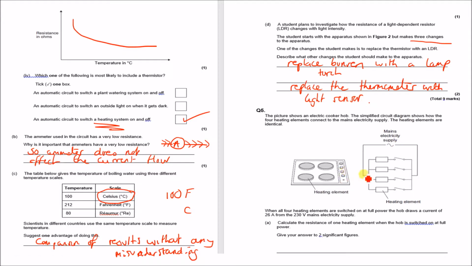Okay, right, this next question is about an electric cooker and it's asking us to calculate the resistance of one heating element, so just one of these. It says when all 4 elements are on, at the full power the hob draws a current of 26 amps and 230 volts. So that's basically saying around here the total current and voltage is 26 amps and 230 volts. So we need to use this to calculate the resistance.